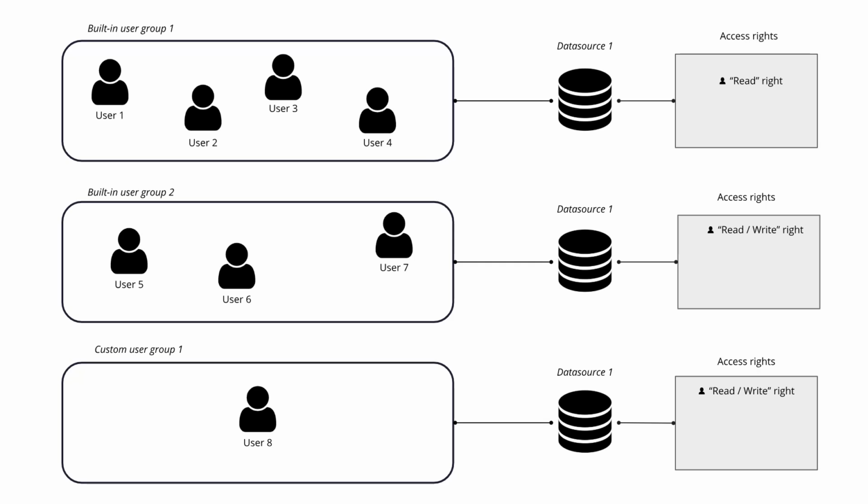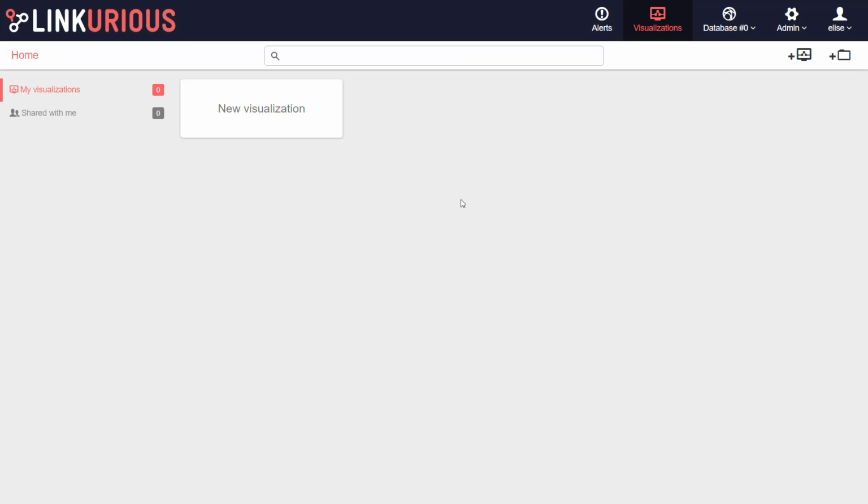A group, whether built-in or custom, allows you to define rights for every category of node and every type of edge. It also lets you define specific rights regarding the queries, the alerts, and the database management. All users belonging to a given group will get the rights defined for the group. Only administrators can create groups, users, and define access rights.